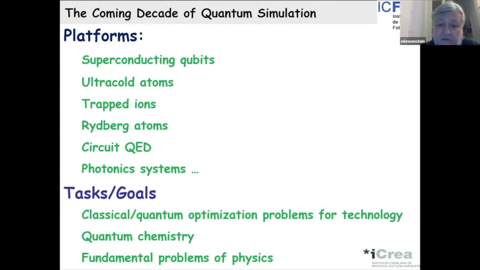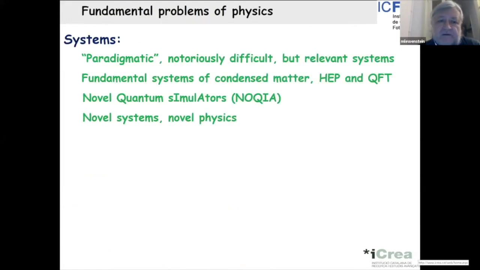But fundamental problems of physics with these quantum simulators, this is really something that started 10 years ago, and there are many results which go beyond the classical computers, really with some kind of quantum supremacy. And the typical problems that we want to solve are paradigmatic, notoriously difficult, relevant model systems for physics, fundamental systems of condensed matter, high energy, novel quantum simulators, and novel systems, novel physics.